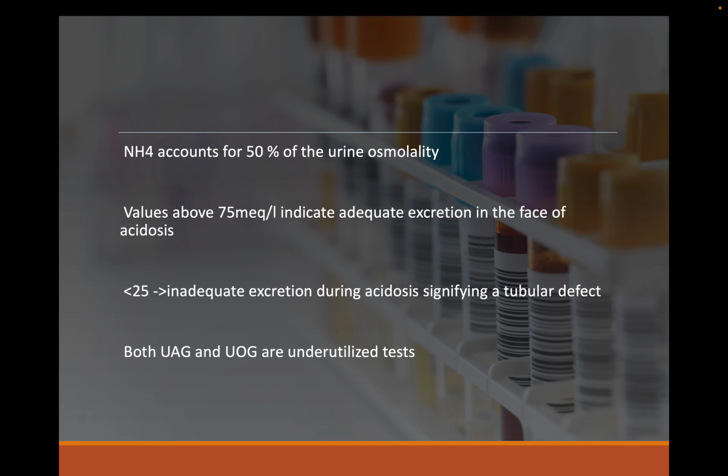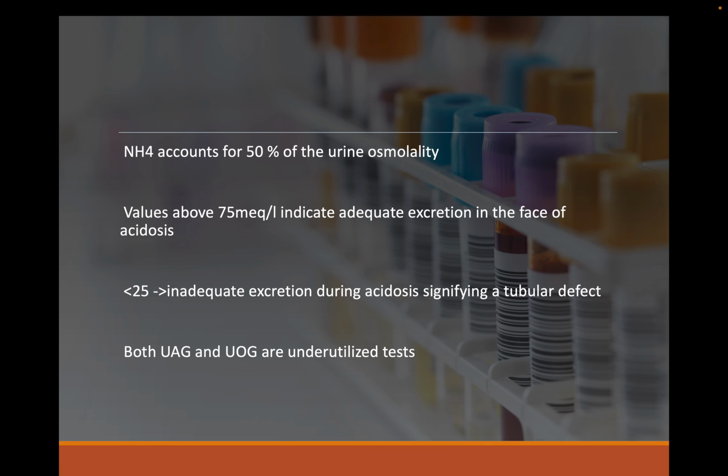That is why urine anion gap is increasing. This is one more parameter, where you use urine osmolarity. If it is more than 75 milliequivalents per liter, that is because ammonia is the major parameter constituting the urine osmolarity. If it is more than 75, that means ammonia is being excreted properly.